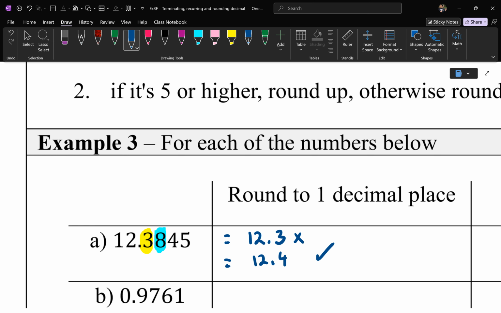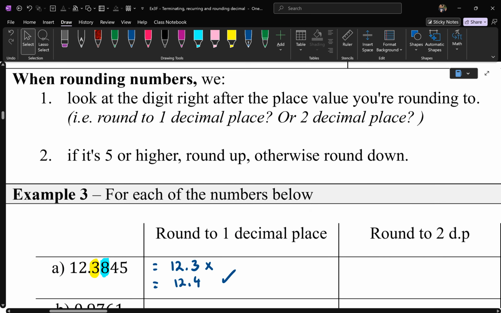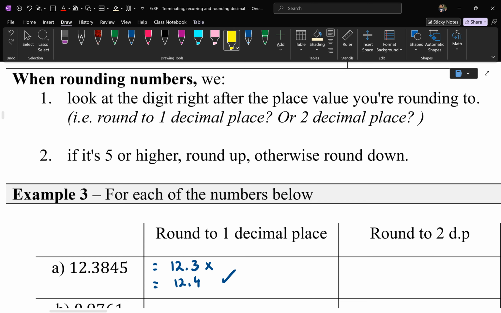Okay, so you take the first digit, but you got to check the next number. Let's do the second one. What if I said round it to 2 decimal places now? So if you round to 2 decimal places, let's color it. You got 3 and 8. Those are my 2 decimal places. So usually you would say the answer is 12.38, but you have to check the next digit. Let's check the next digit. 4. So you take the first 2, because I said round to 2 decimal places. Check the next digit. Is that 5 or more?